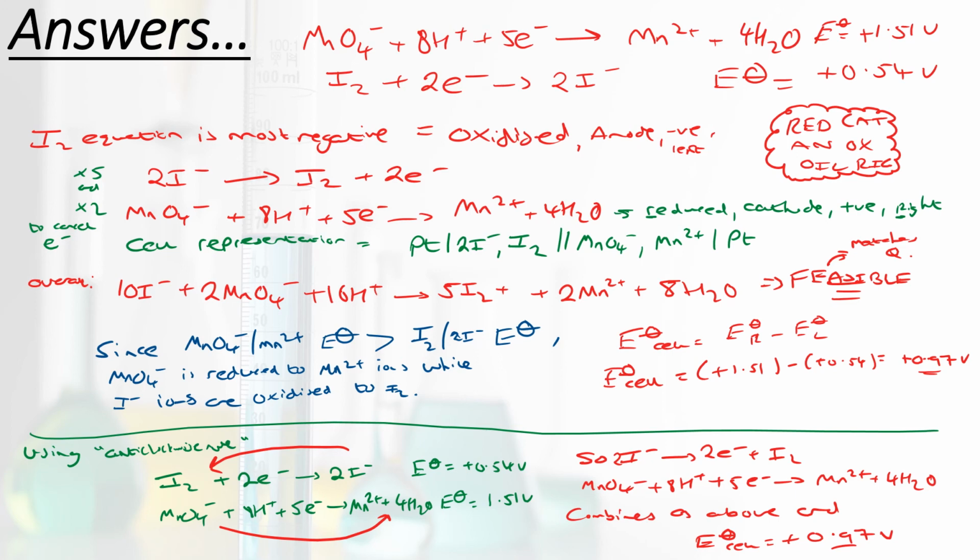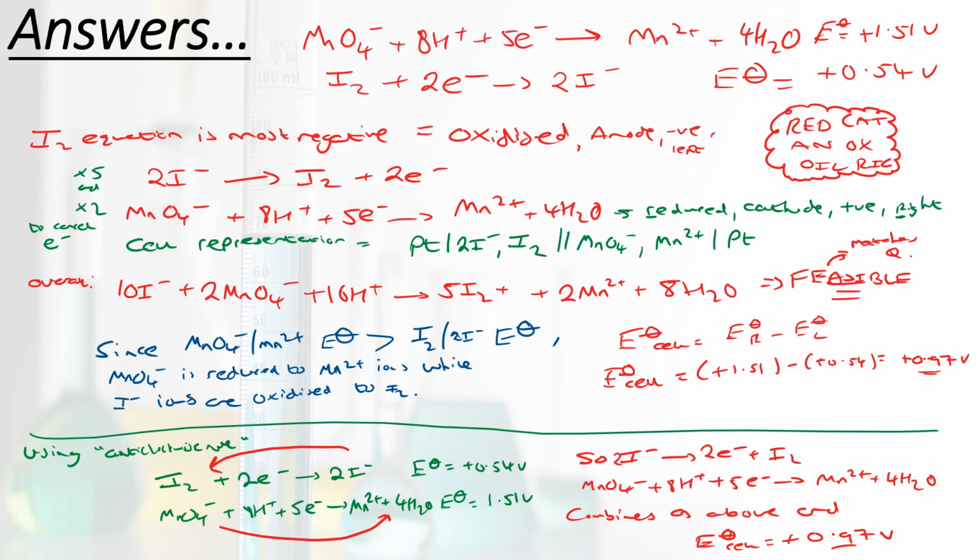Now sometimes questions will get you to explain why it's the feasible direction, and the best way to go about this is essentially just to say what you've done but in words. So you say that because the manganese E cell value, the half cell potential, is greater than the iodine iodide half cell potential, the manganate ion is reduced to manganese ions, while the iodide ions are oxidized to iodine. So you're just literally explaining in words what you've written down already by the equations.